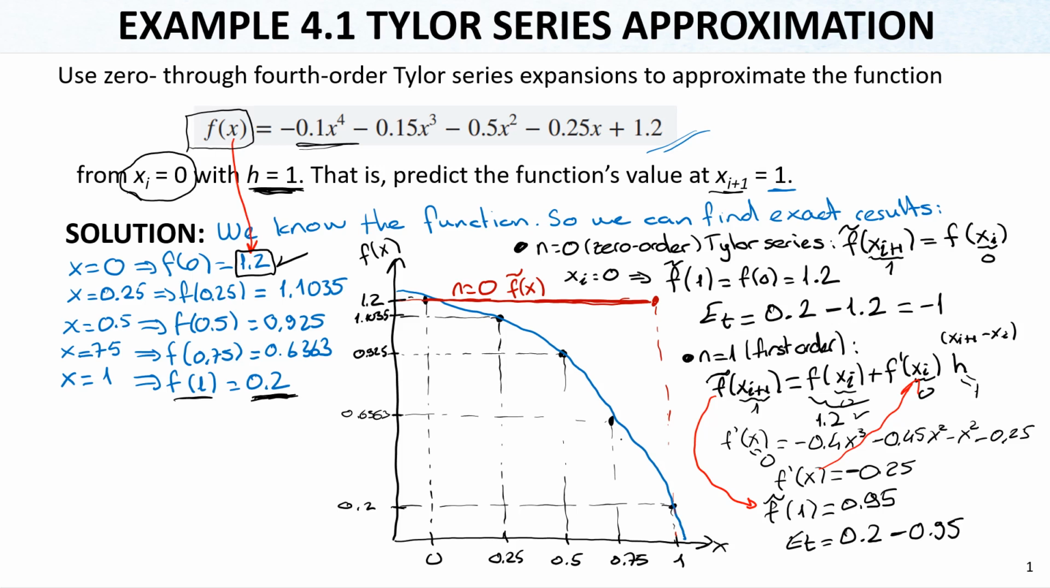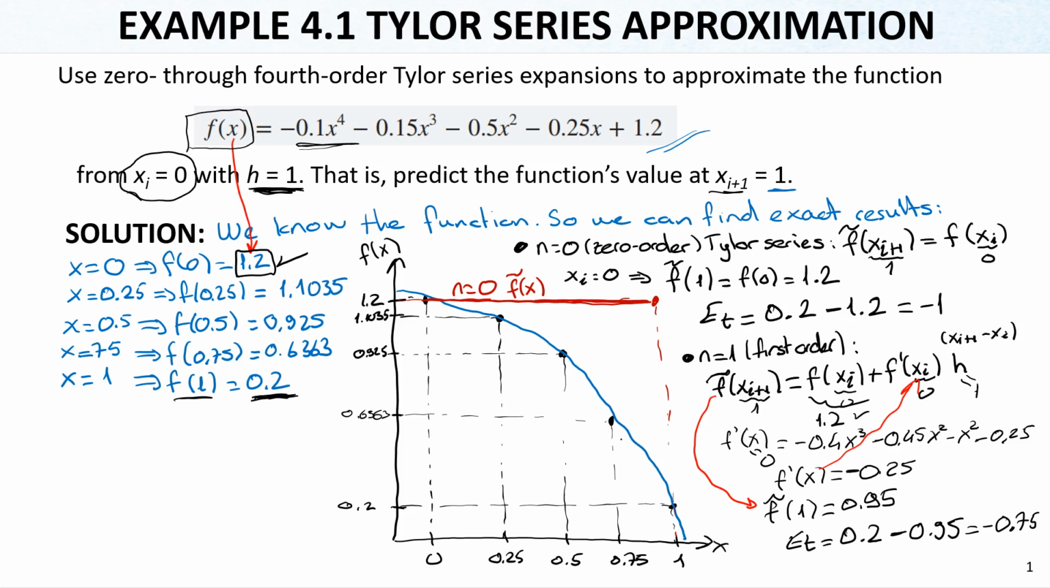You can see from here to here, this was the first approximation for zero order. This is the approximation for first order. From 1.2 to 0.95, it is decreasing. So it will decrease further if we increase the order. The error here is smaller, that's why. And the value of the error is 0.75.